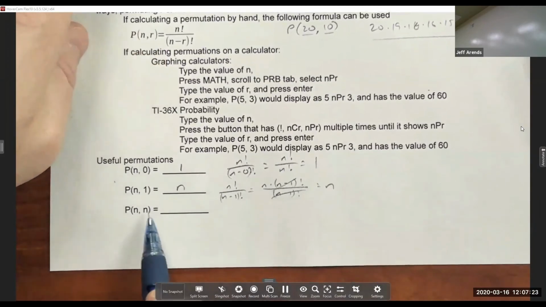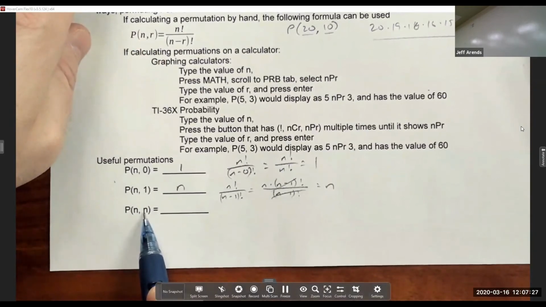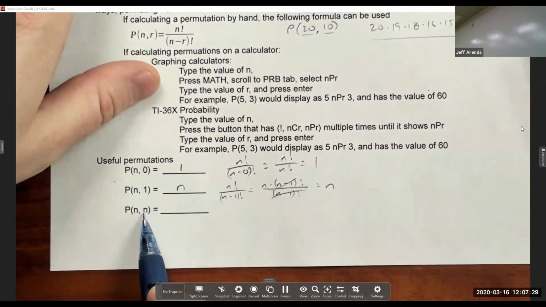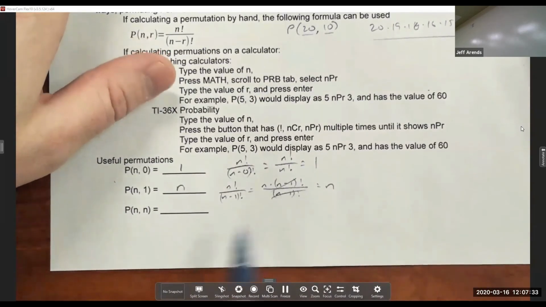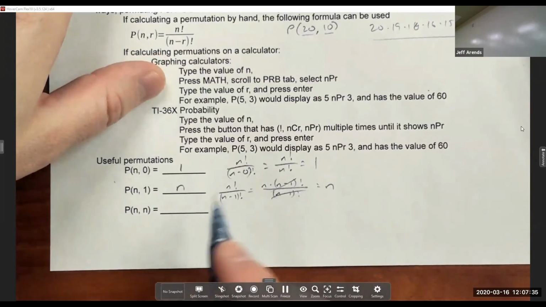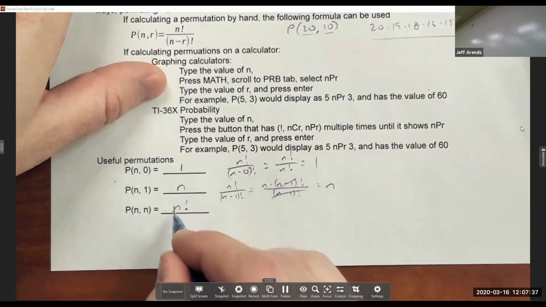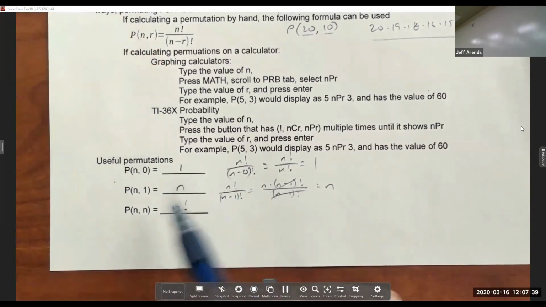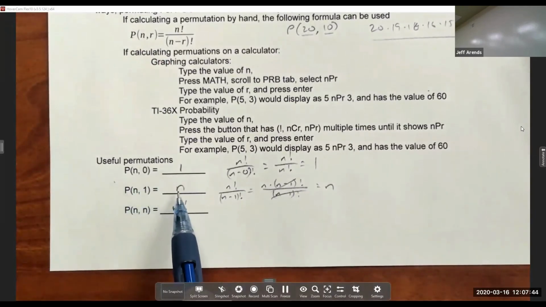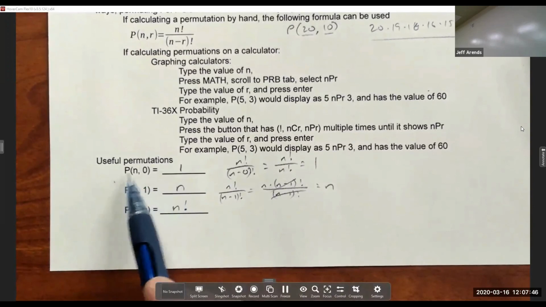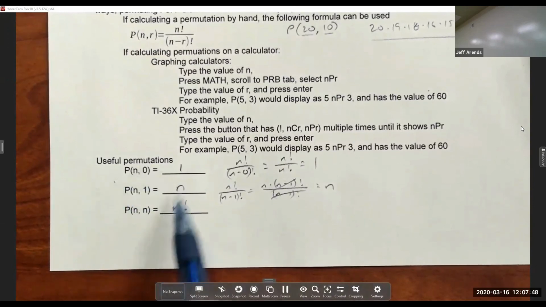If we have 20 books and we want to arrange all 20 of them, this is exactly that factorial that we started with. You'd have 20 choices for the first, 19 for the second, all the way down through times 2 times 1. So this would just be n factorial. I say these are useful permutations because it can be cumbersome plugging these things into your calculator, and you're going to be doing it a lot. If you can recognize some of these where you don't have to plug as much into your calculator, it can speed things up.